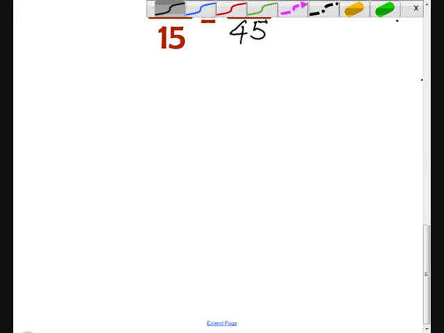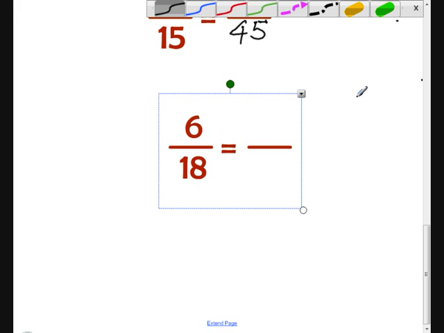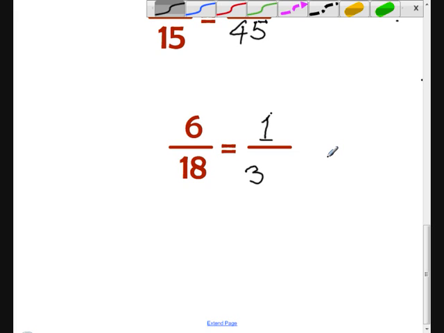Now let's just try one more. 6/18. First of all, let's try to make this one simpler. And obviously, one number that stands out is 6. I can divide 6 by 6 one time, and I can divide 18 by 6 3 times. So the new fraction would be 1/3. And so that's how we could make it simpler. But what if we wanted to make it a bigger fraction? Well, we could do that by multiplying.